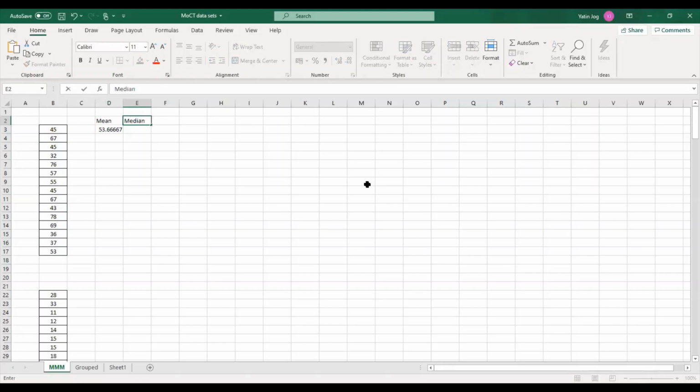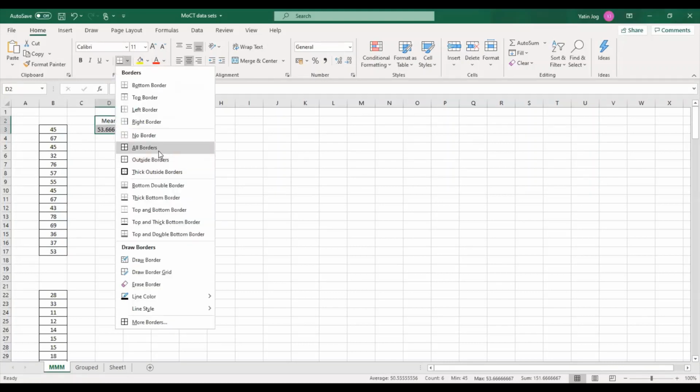Similarly, for median, you have a formula equal to MEDIAN into bracket, select the data set, closing bracket, that will give you the median value. Mode, similarly, you have the MODE function into bracket, select the data set, closing bracket, and you have the mode value. So this is by using direct formula, which you can calculate mean, median, and mode.